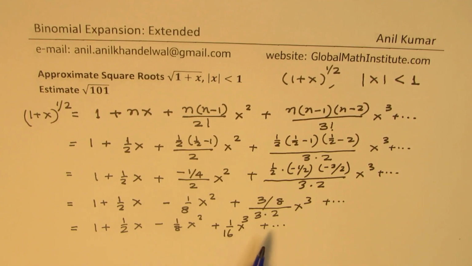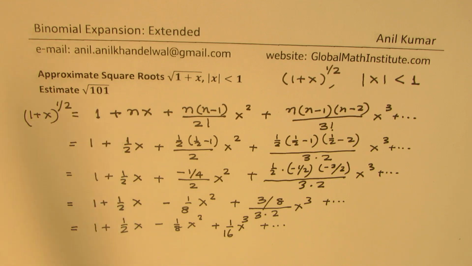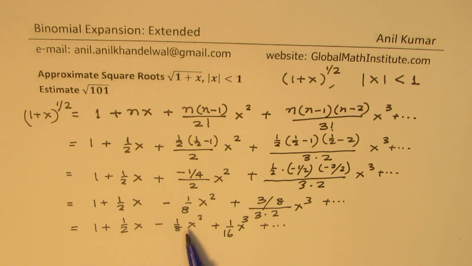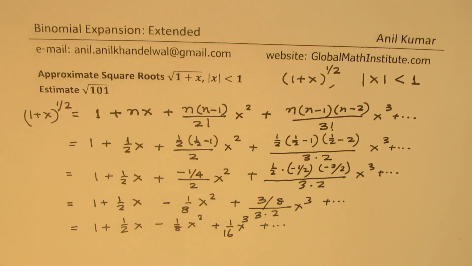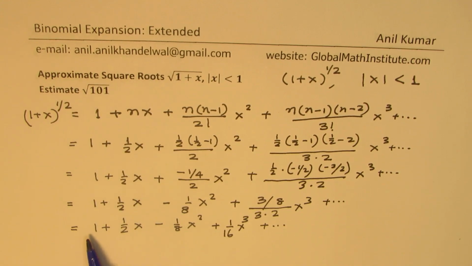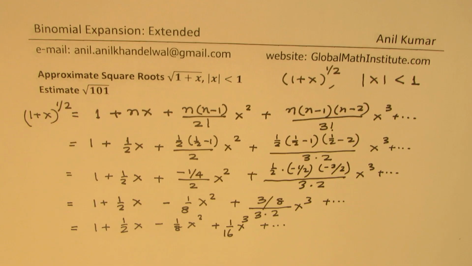Now this series really helps us to approximate the values of square roots. Now to approximate to 2 decimal places, we could just use the first 3 terms, and if you want to get to 3 decimal places, we could use the 3rd term also, the 4th term also, correct? So that really helps. So what I would like you to do is to calculate the square root of 101 using this particular expansion of 1 plus x to the power of half, correct? How are you going to do it?